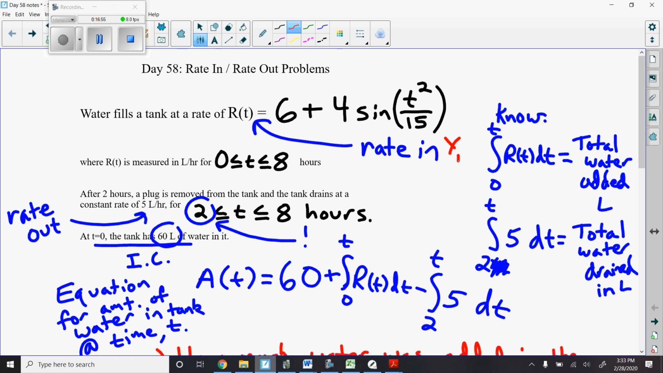I want to note that my rate out is stored in my calculator as y2. Okay. Watch this trick. You'll love this. So let's go down and take a look at this integral now.